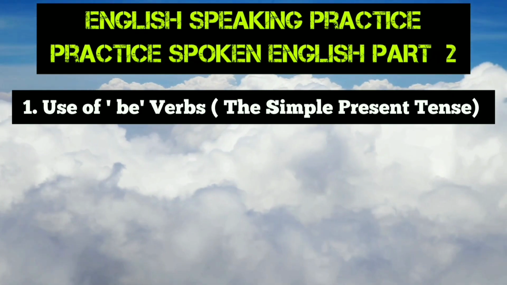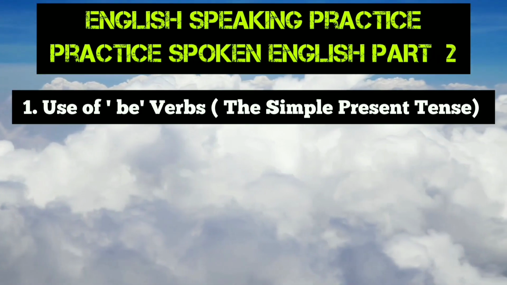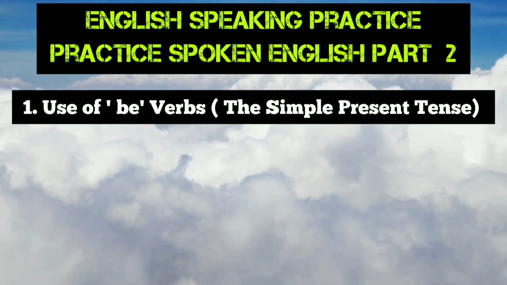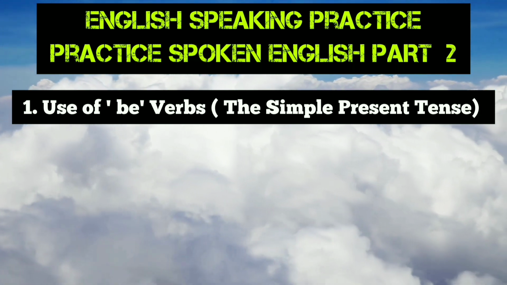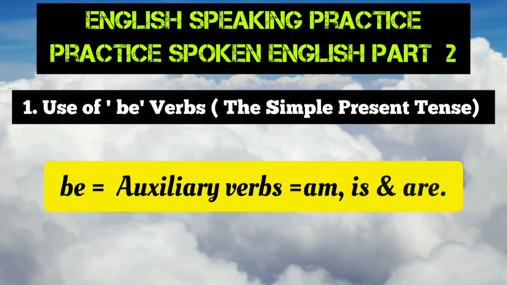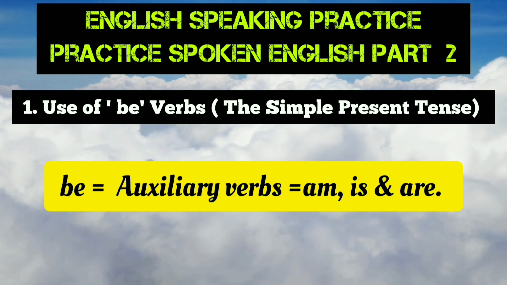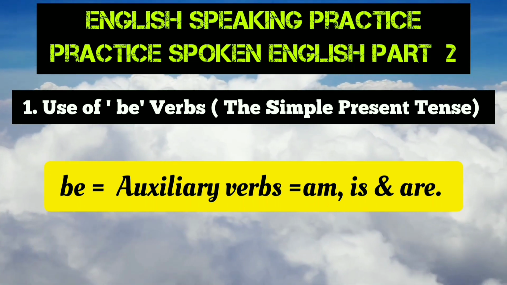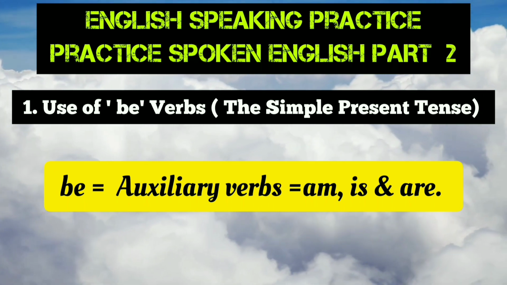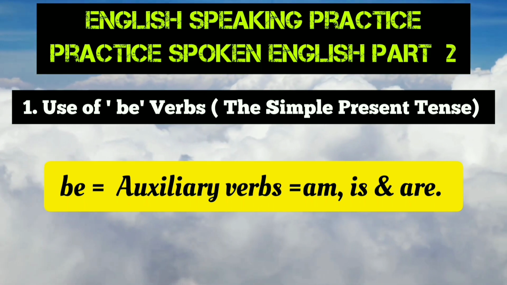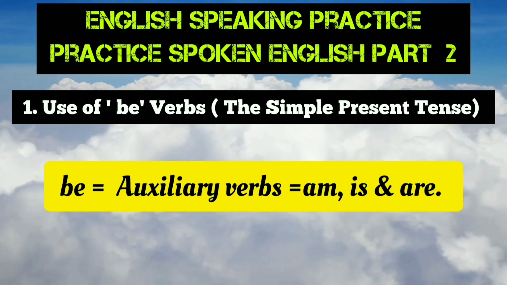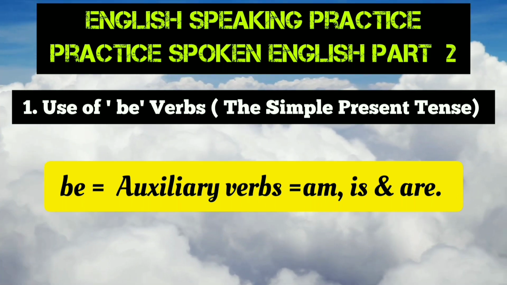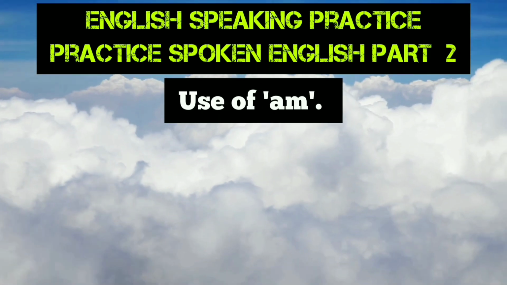So as you see friends, at first I'm going to discuss the use of be verbs, and especially in the simple present tense. Be verbs are also called auxiliary verbs, and in the simple present tense we primarily use three main be verbs, that is am, is and are. Okay, these are the three be verbs we use frequently. So today I am going to show you where to use am, where to use is and where to use are, right? So at first, as you see on your screen, use of am.